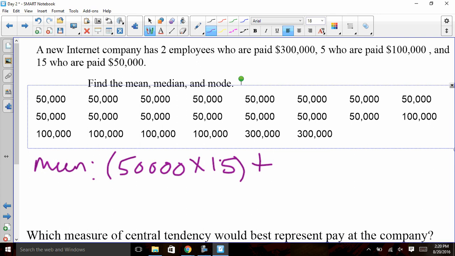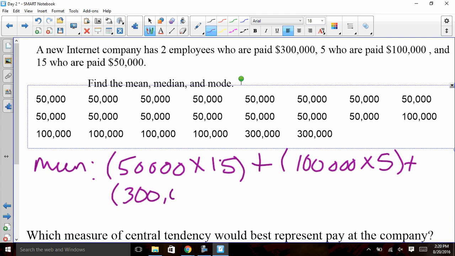And then we're going to take that plus all of the 100,000s. And we had 5 of those, so we're going to add that in there as well. And then what we're going to do next is add those last 2 values of 300,000.